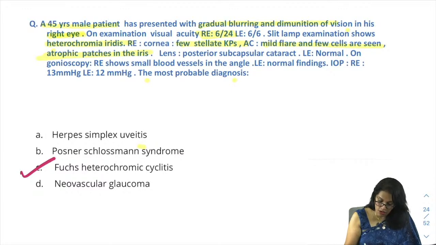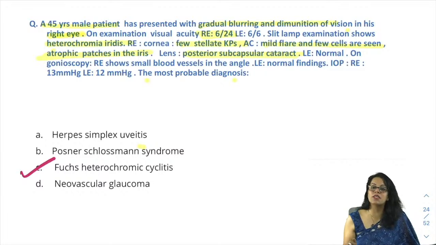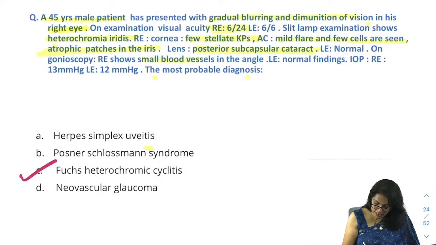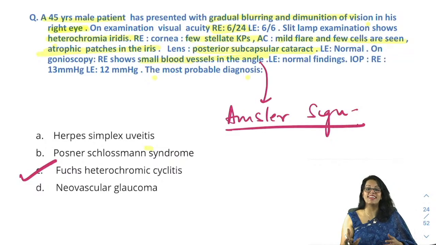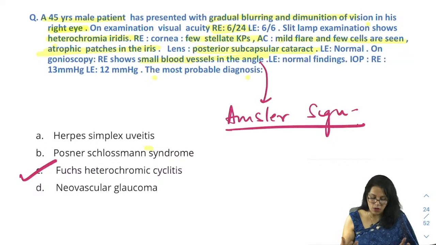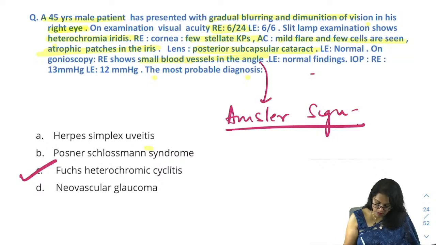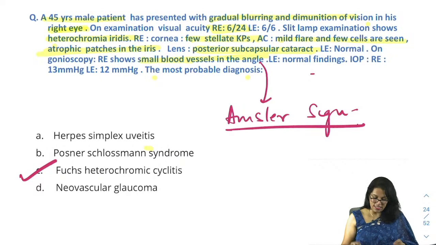Lens may, do you all remember in this condition PSC is very common. So, the lens has posterior subcapsular cataract, left eye is normal, and on gonioscopy, small vessels in the angle. Do you all remember what we called this? Amsler's sign. When you do a paracentesis, from one angle you see bleeding. That is what is Amsler's sign. We have already read all this. Okay, left eye is normal. Intraocular pressure is normal. So our answer here is Fuchs heterochromic cyclitis.